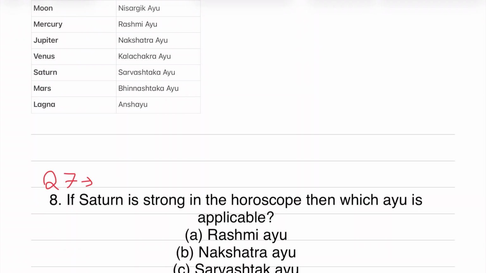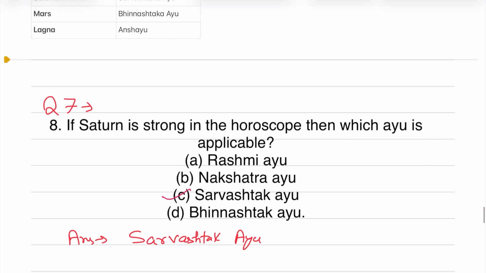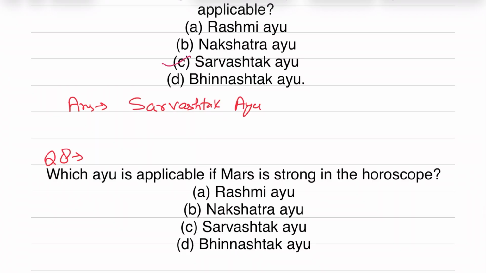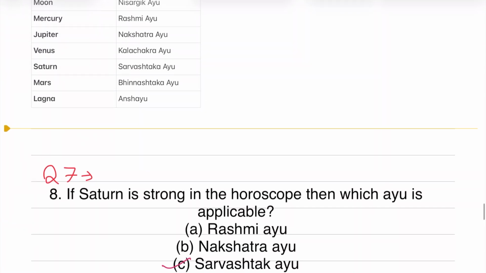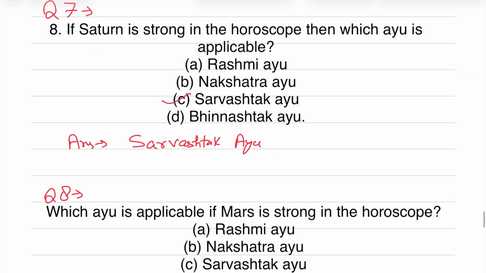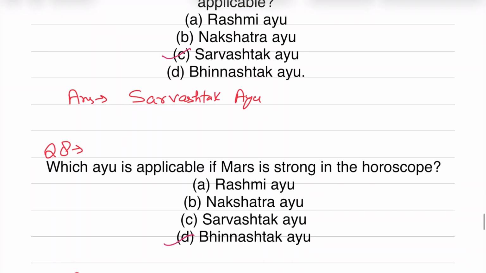So the next question is, if Saturn is strong in horoscope, then which Ayu? So by referring to the above table, we can say that option C, Sarvashtaka Ayu, is the answer. Next question is, which Ayu is applicable if Mars is strong? So we have this reference, if Mars is strong, Bhinnashtaka Ayu. So the Bhinnashtaka Ayu will be the answer.